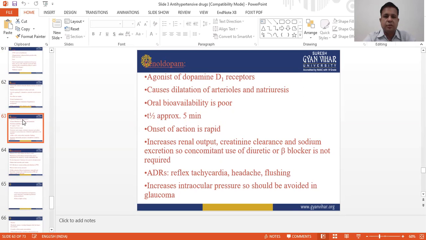Adverse drug reactions are reflex tachycardia, headache, and flushing. It increases intraocular pressure, so it should be avoided in glaucoma.